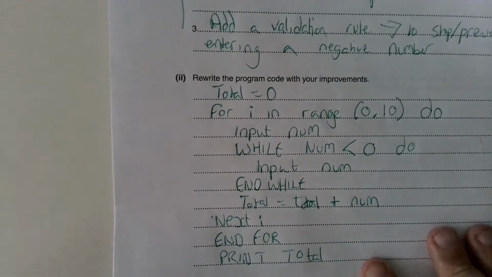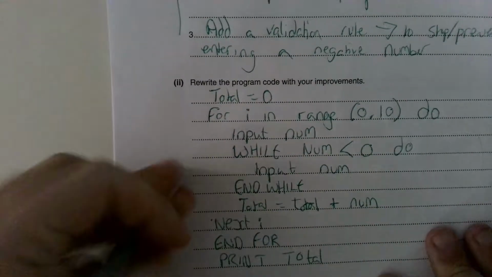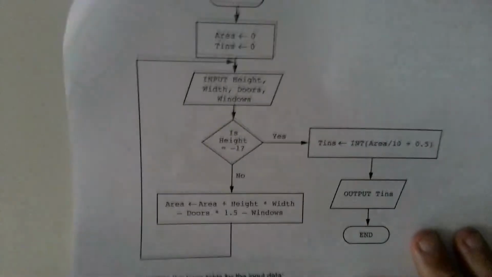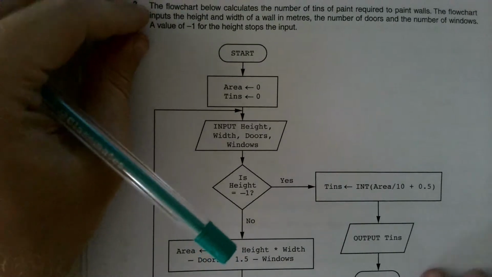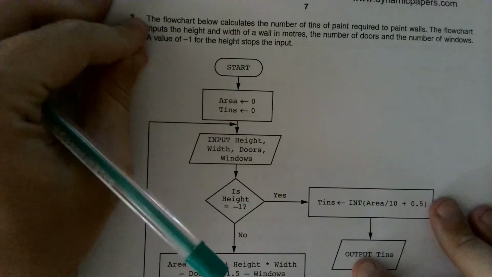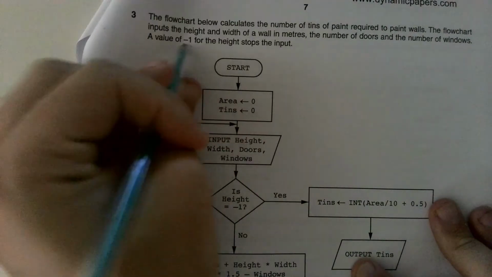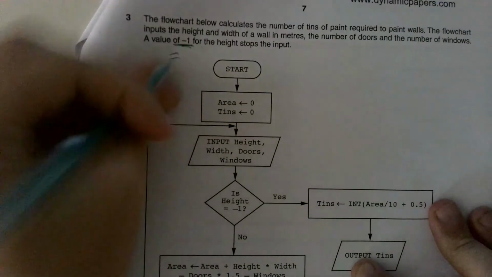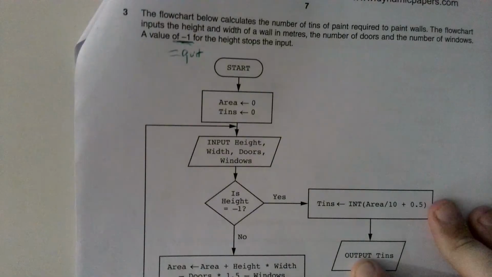Okay, so now we're going on to trace table, which may have confused you. So let me show you how I would do it. First of all, I need to note that -1 equals quit. So I know that whenever I see -1 in my data, it's going to mean quit, and I'm going to put a little box around it. Quit. Easy.